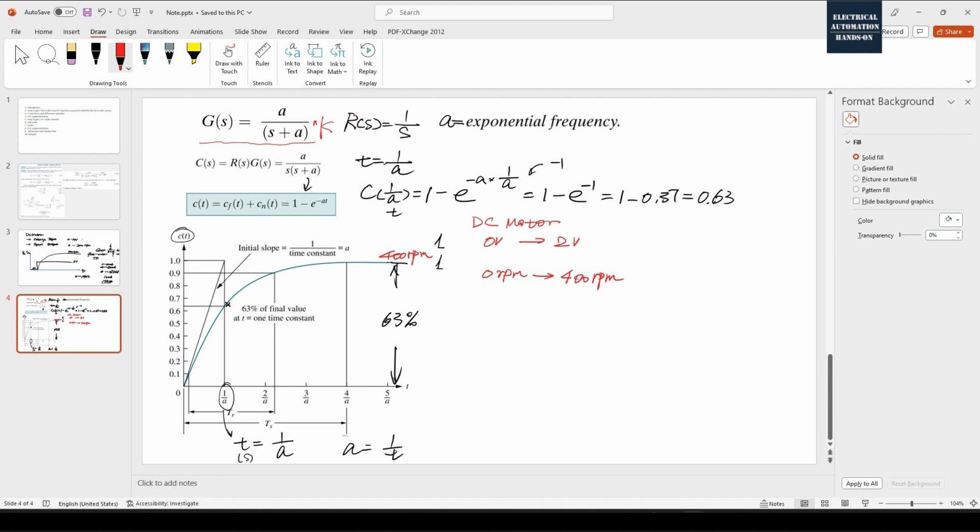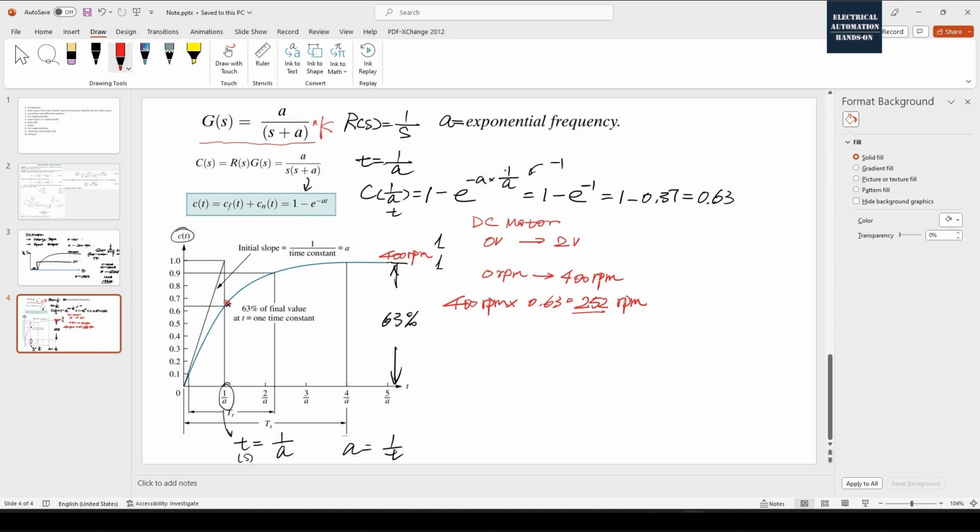Then using this curve, we can find the 63%. We can find 63% of this RPM where we are here. So let's first calculate 400 RPM multiplied by 0.63. This equals 252 RPM. Then from this curve, when we record it, we can find when the speed equals 252, then we can find the time, which is the moment this motor reaches 252 RPM.